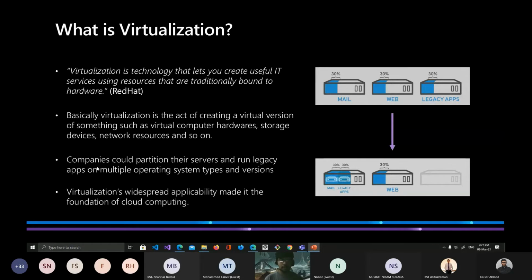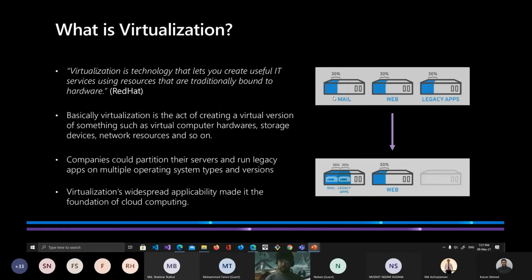So here companies could partition their servers and run legacy apps on multiple operating system types and versions. First of all, why would companies partition their servers, and why would they require the use of virtualization? On the right side we have an example. I have also taken this from Red Hat, so they have really good examples over there.